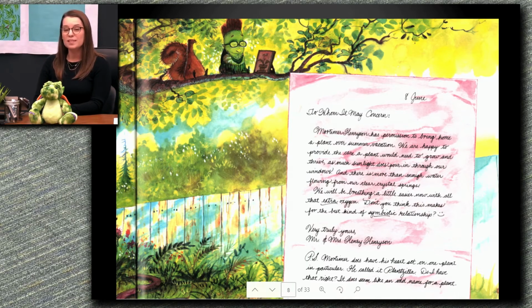Now, the purpose of this letter is to give permission and provide reasons why it's okay for Mortimer to have the plant. So it's also kind of a persuasive letter.